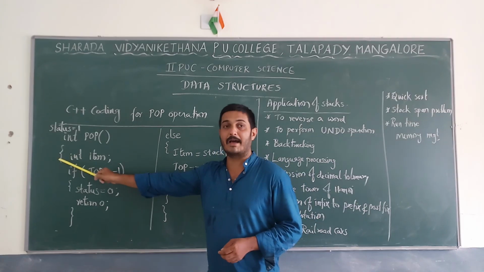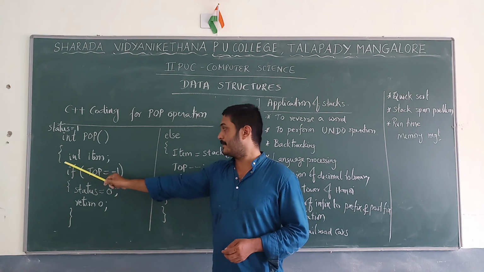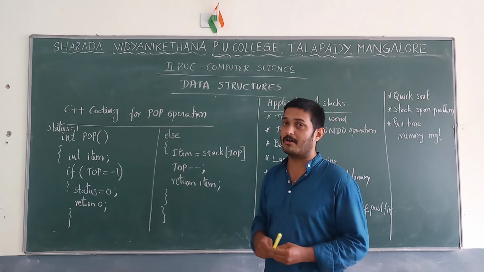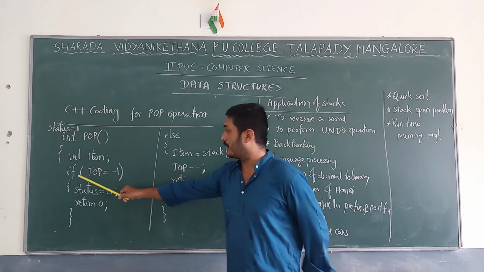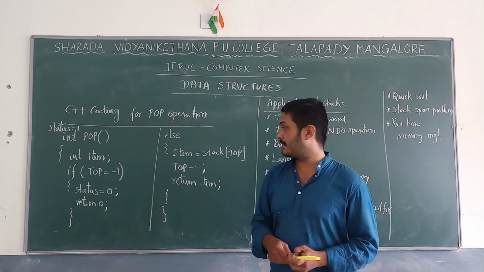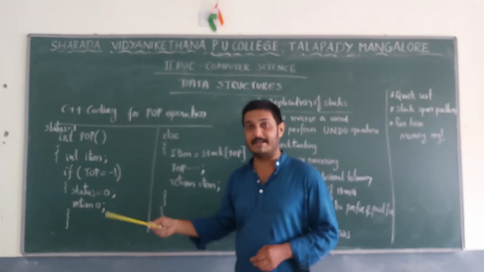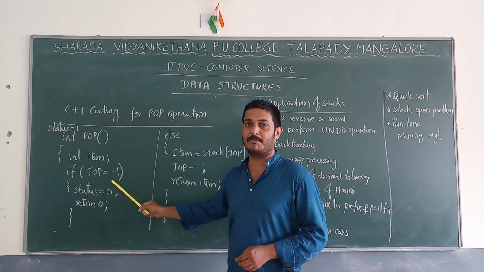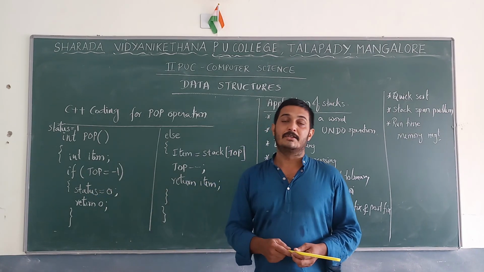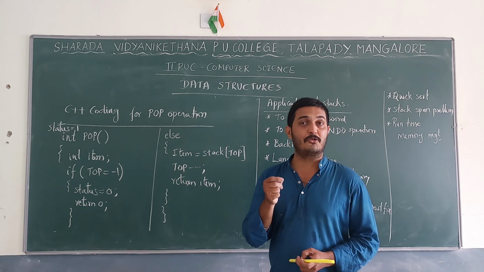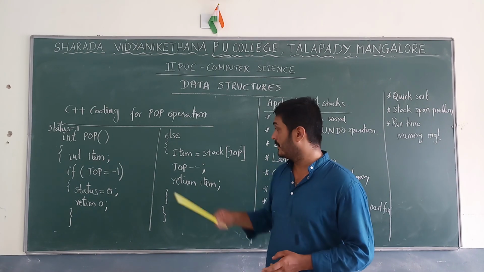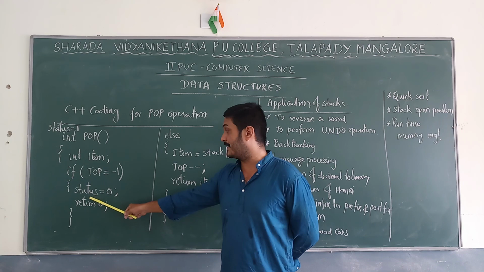Here I am using an open parenthesis, that indicates it's a function, right? And int item means the element that is to be deleted later in our algorithm or in our C++ programming. Next, if top equal to -1, that means our stack is underflow or empty, so automatically top indicates -1. If top equal to -1, immediately we have to use status equal to 0. Status equal to 0 means we should come out of that particular program segment, that means no need to execute other instructions. So that's why I am using status equal to 0.